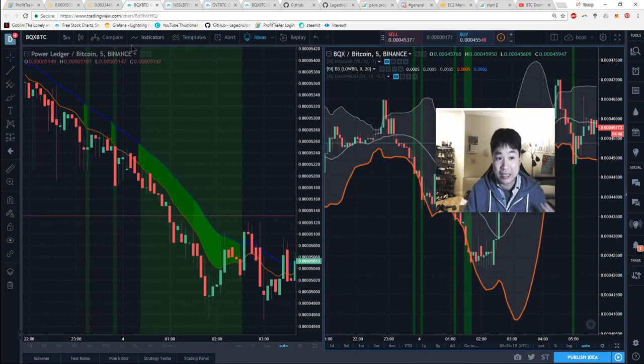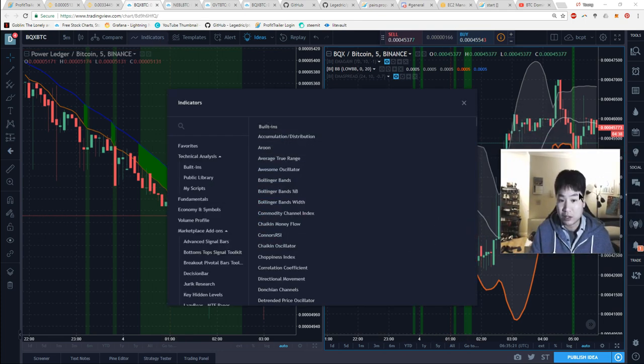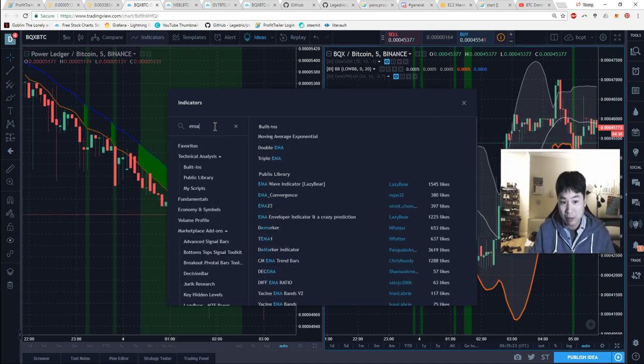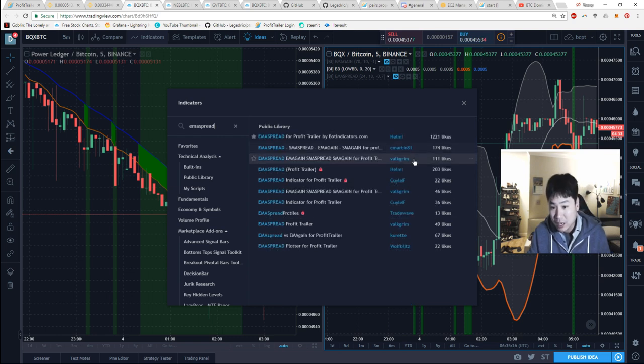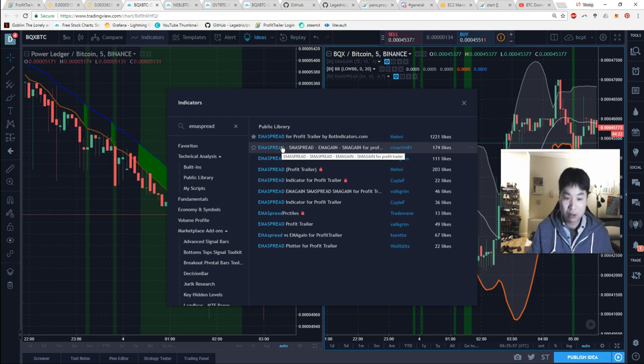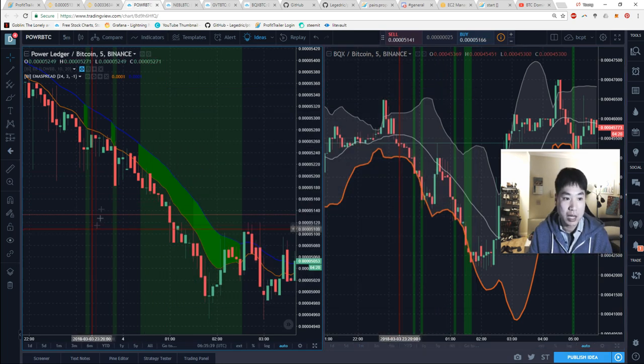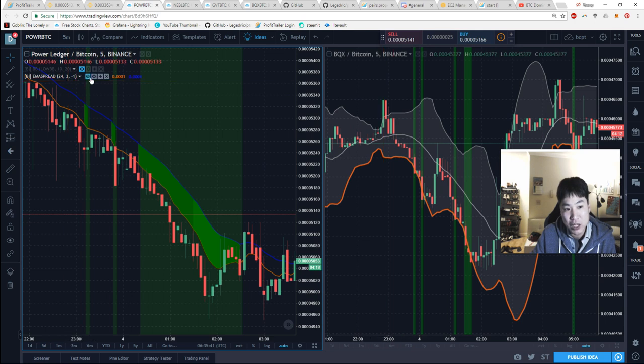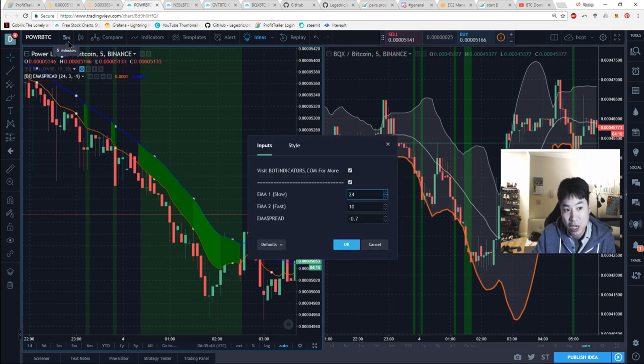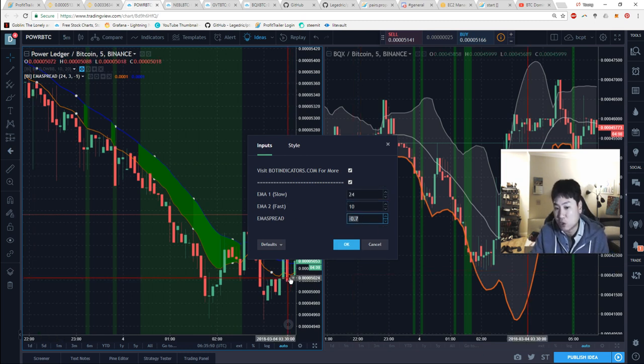Well, there are these indicators that I didn't know about until just recently. If you type in EMA spread, you'll see this Helmy guy. He has built these indicators for TradingView, so you can visually see, based upon the values that you have entered, how the bot is buying. For example, my EMA spread strategy is at 5-minute candles. At the top right here, you see 5 minutes. And my slow and fast is at 24 and 10, and my spread is at -0.7.